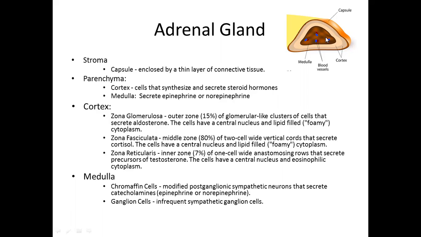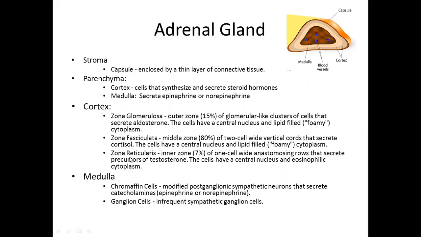And the innermost area, just adjacent to the medulla, is the zona reticularis. Reticular means networks, irregular networks. So here you will find 1 to 2 cell wide anastomosing rows that secrete testosterone precursors. These cells again have a central nucleus, but a very characteristic feature, quite different from the aforementioned two zones, zona glomerulosa and fasciculata, is that these cells have a very dark eosinophilic stained cytoplasm, which was not the case in zona glomerulosa and zona fasciculata.